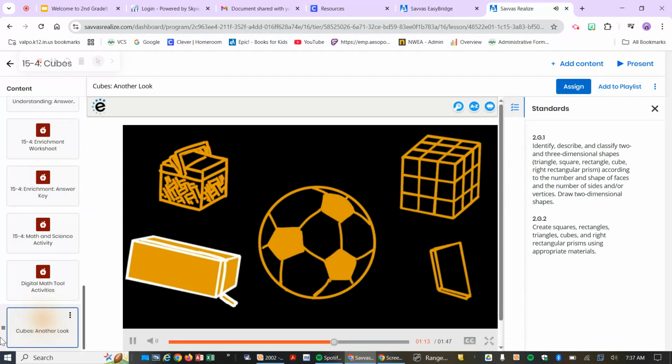The pencil case kind of looks like a cube, but it is not a cube. This object has 2 faces that are squares and 4 faces that are rectangles. Look at the last object. The pattern block is not a cube because it is not a solid figure. It is a plane shape.